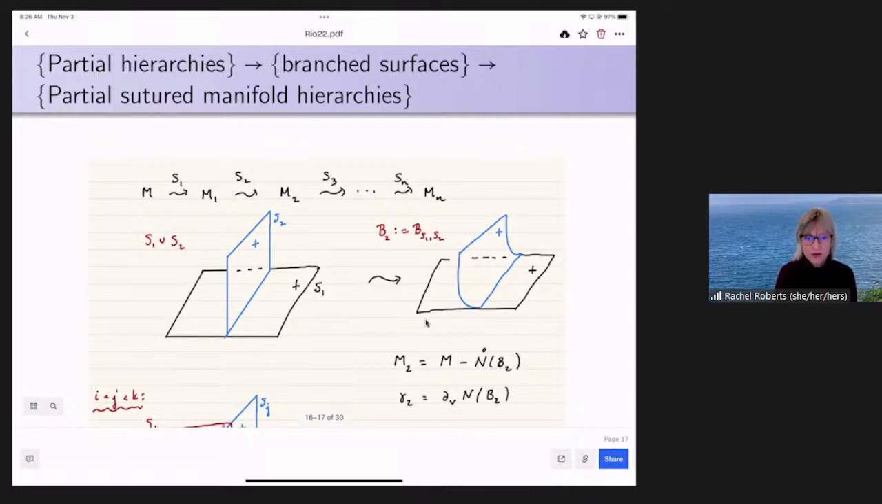So, for example, if I've just got my S1, my S2 is going to have boundary lying along S1, say, and each of the surfaces are oriented, and we just smooth to a branch surface with double points, as we've shown on the right-hand side there. And B2 is going to be the branch surface that we get from playing this game with S1 and S2. And in general, we've got BK, which we get by taking the union of the first K S_i.